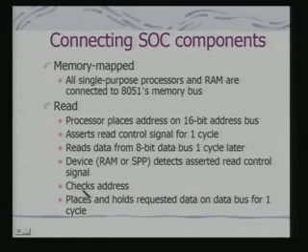So what is the basic read operation? The processor places the address on the 16-bit address bus, asserts read control signals, and reads data from the 8-bit data bus one cycle later. The device can be RAM or a special purpose processor, because the special purpose processor is also memory mapped with respect to 8051. It detects the asserted read control signal, checks the address, and places and holds the requested data on the data bus for one cycle. So this is the glue logic which also has to go into the special purpose processors being implemented.